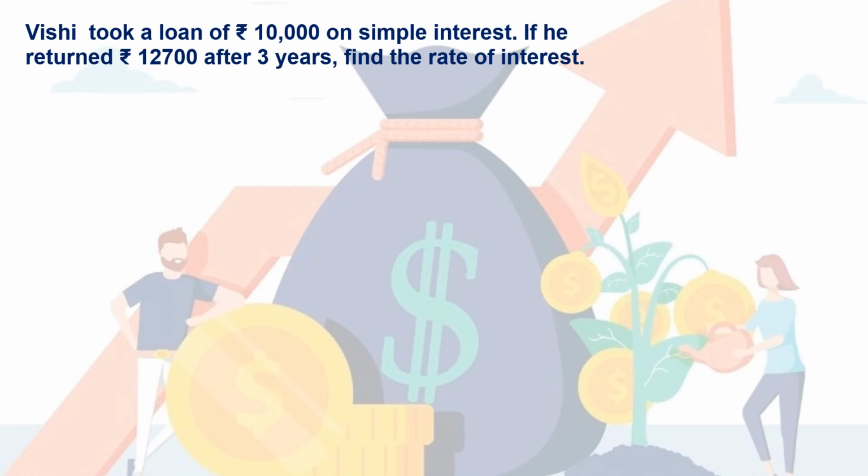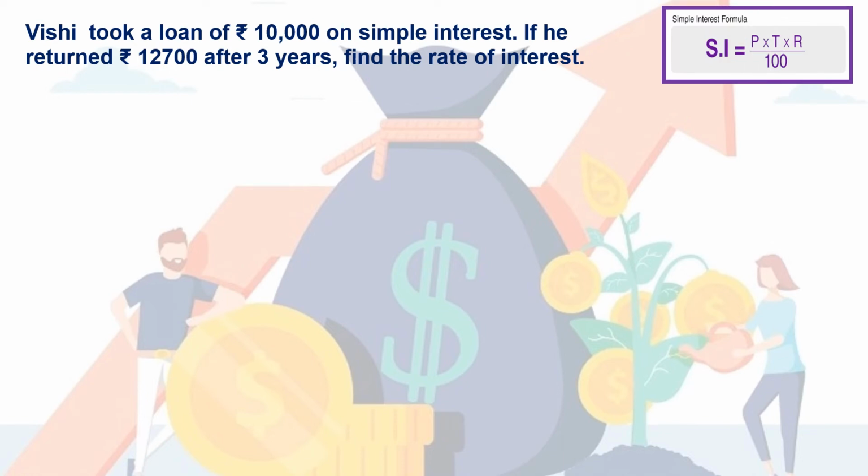Rishi took a loan of 10,000 rupees on simple interest. If he returned rupees 12,700 after 3 years, find the rate of interest. So first remember the formula. Simple interest is equal to principal into time into R upon 100. So I will simplify my formula so that I get the rate of interest easily. Rate of interest is equal to interest, simple interest into 100 upon P into T.